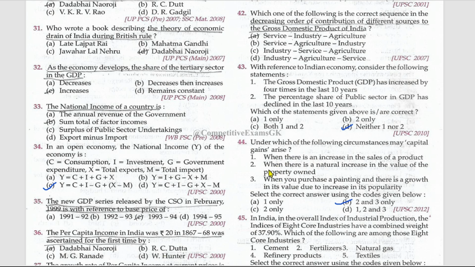Under which of the following circumstances may capital gains arise? Which of these three are the correct statements? When there is an increase in the sales of a product, no. When there is a natural increase in the value of property owned, yes, true. This may increase the capital gain. And when you purchase a painting and there is growth in its value due to an increase in its popularity, yes, true. Both two and three are the correct options.